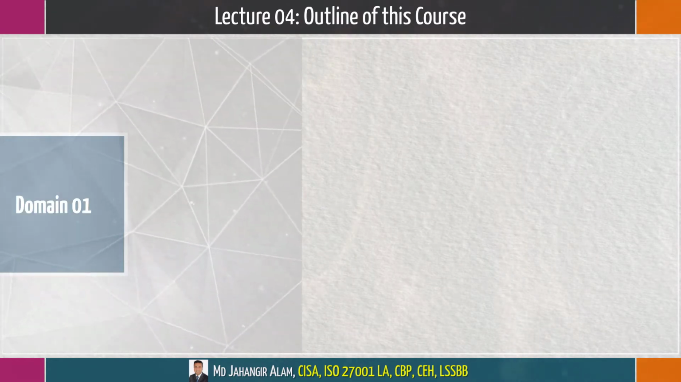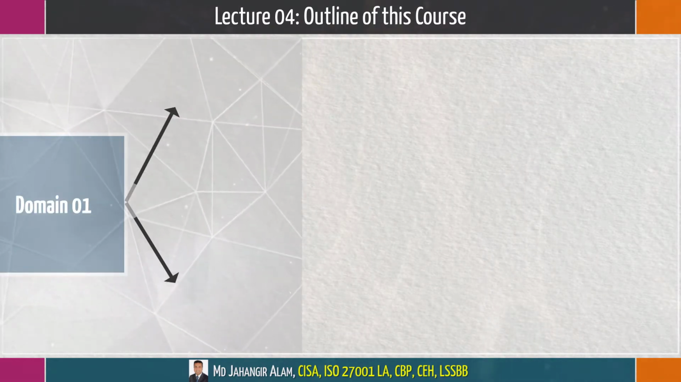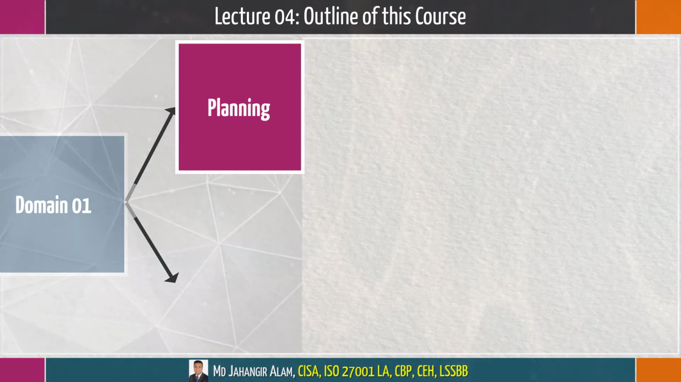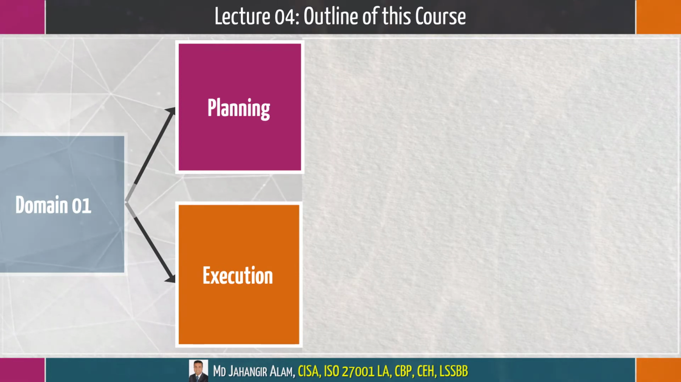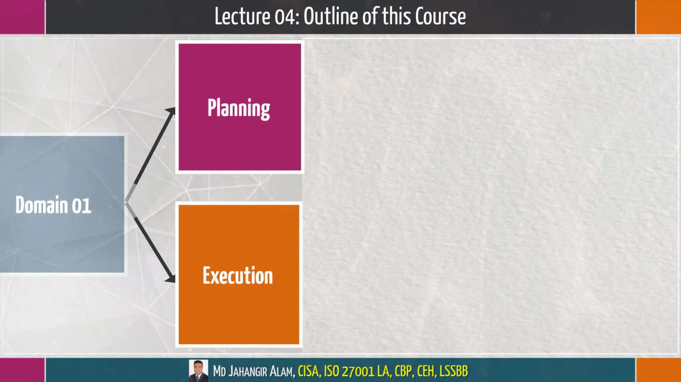Domain 1 is broadly covered in 2 parts. The first part is planning, and the second part is execution. Each part incorporates multiple sections. To keep track of them, we'll be discussing each section in the following order.